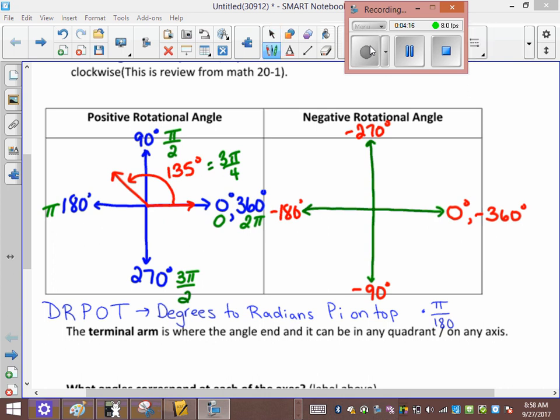Now in radian measure, this would be 0 radians. This would be negative pi over 2. This would be negative pi, because negative 180 divided by 180 is negative 1. Negative 270 divided by 180 is negative 3 pi over 2. And then negative 2 pi, because negative 360 divided by 180 is negative 2.